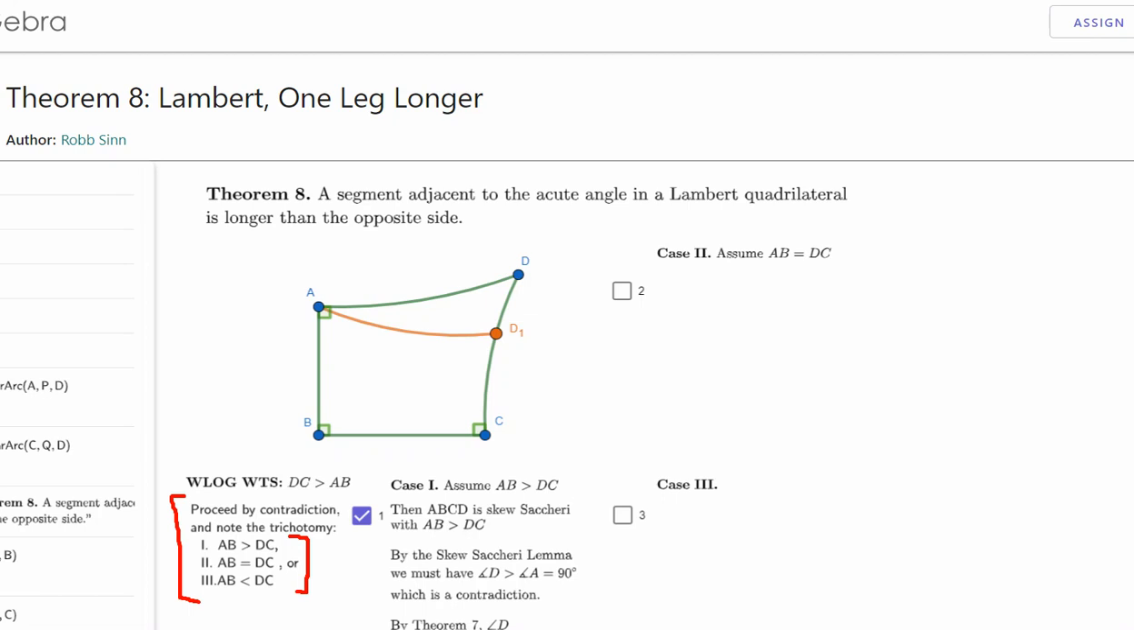Well, what you'll notice is when we add in this orange line to show the assumption, this AD1 segment, we have the Skew Saccheri lemma set up, right? And we know that the measure of angle D is greater than the measure of angle A. But that's a contradiction. Why?